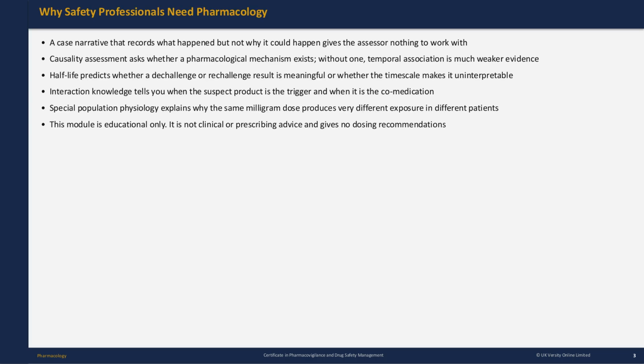Why safety professionals need pharmacology. A case narrative that records what happened, but not why it could happen, gives the assessor nothing to work with. Causality assessment asks whether a pharmacological mechanism exists. Without one, temporal association is much weaker evidence. Half-life predicts whether a D-challenge or re-challenge result is meaningful or whether the timescale makes it uninterpretable. Interaction knowledge tells you when the suspect product is the trigger and when it is the co-medication.